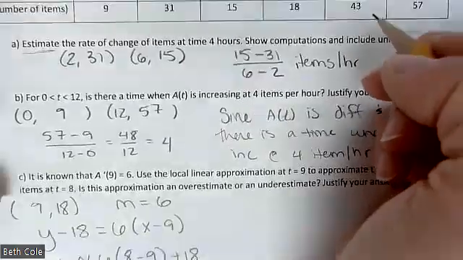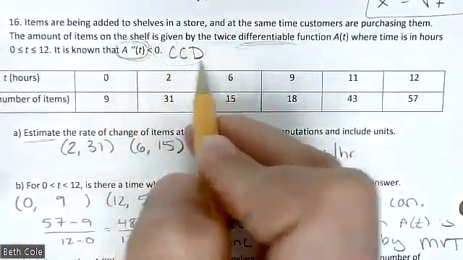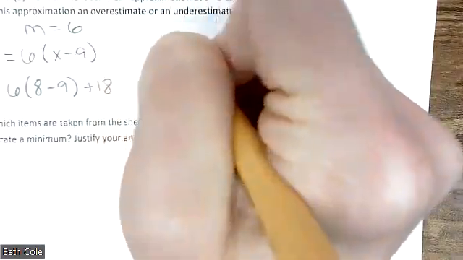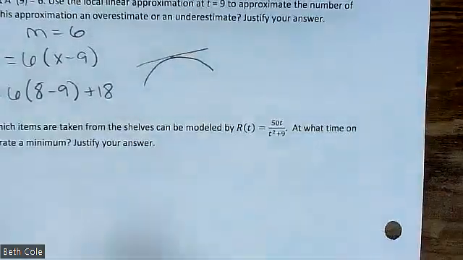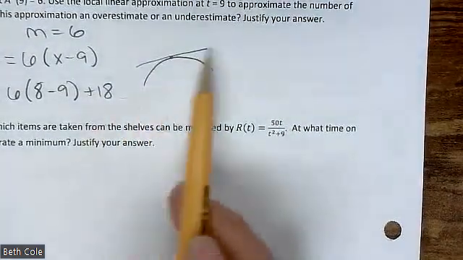What did we say way back in the beginning? They told us the second derivative was negative. So we said our graph was, okay, watch me draw this. Here's a concave down graph. If you draw a tangent line, is that tangent line above or below the graph?